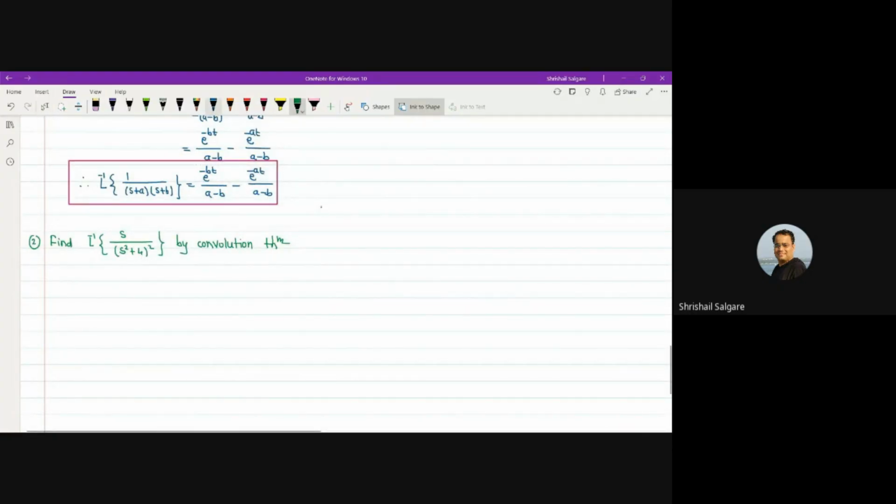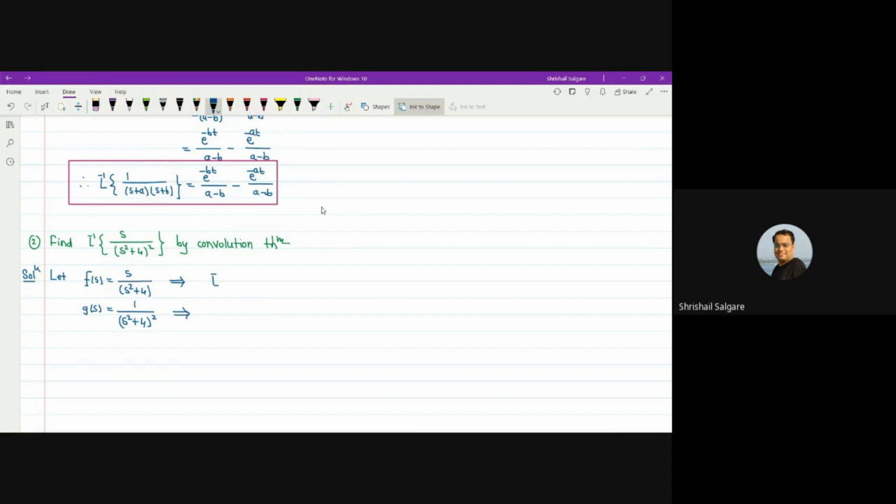Now, what is your selection for f of s and g of s? Your f of s and g of s may be interchanged. Suppose f of s, I will take s upon s square plus 4, and g of s I will take 1 upon s square plus 4. Is it okay? So their product is s upon (s square plus 4) whole square. Now, who will tell the inverse Laplace transform?